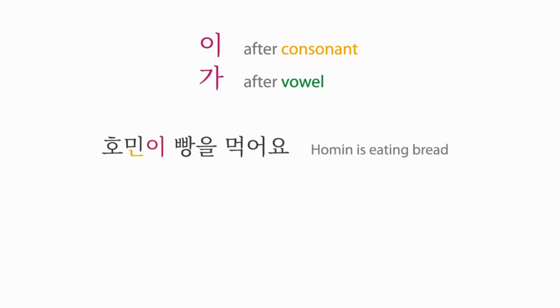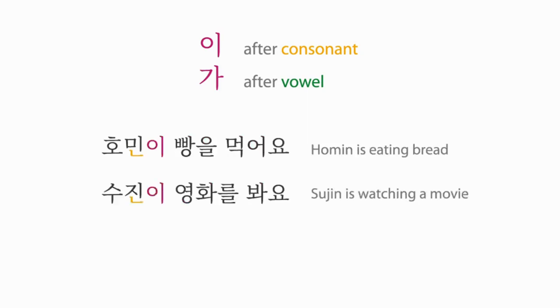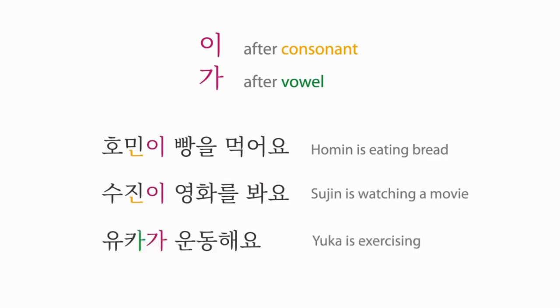Subject marker particle. The subject is a person or thing doing something. The subject particle is put after the subject of a sentence. 이 is used after a consonant, and 가 is used after a vowel. 호민이 빵을 먹어요. 수지인이 영화를 봐요. 유하가 운동해요.